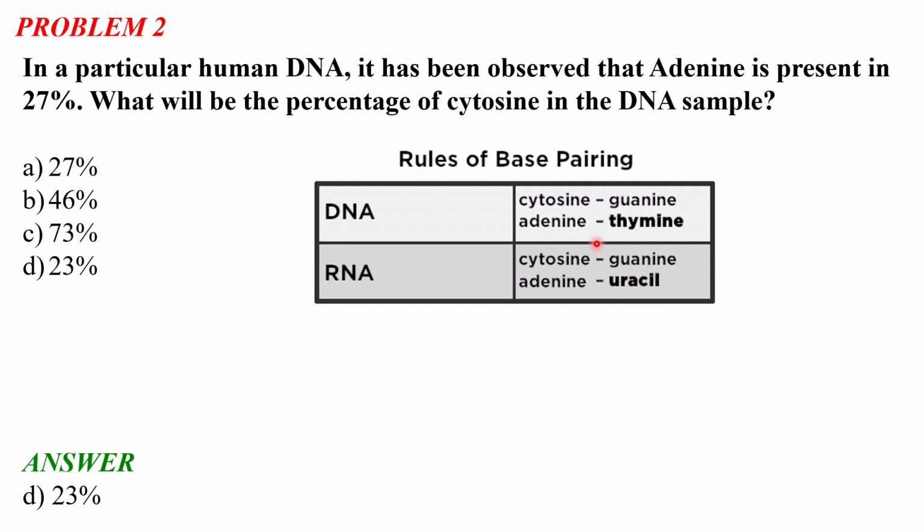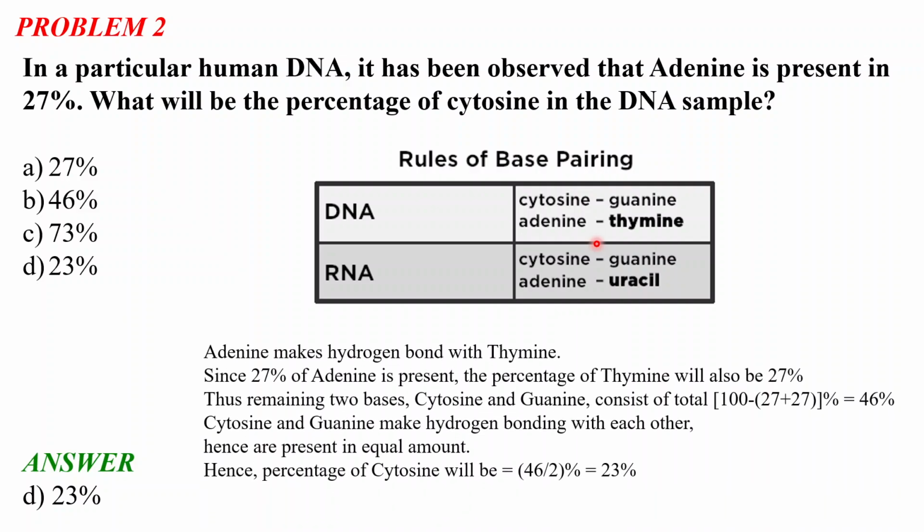So now read the question carefully. It says that we have adenine present with 27%. Adenine makes a hydrogen bond with thymine in the case of DNA, because DNA is mentioned here. Since 27% of adenine is present, the percentage of thymine will also be 27%, because adenine is bonding with thymine. Thus the remaining 2 bases, cytosine and guanine, will consist of a total of 100 minus (27 plus 27), which means 46%. Now cytosine and guanine make hydrogen bonds with each other, hence they are present in equal amounts. So the percentage of cytosine will be 46 divided by 2, which is 23%.